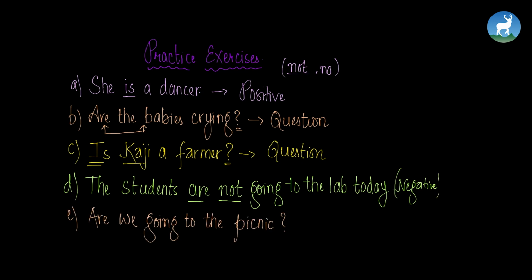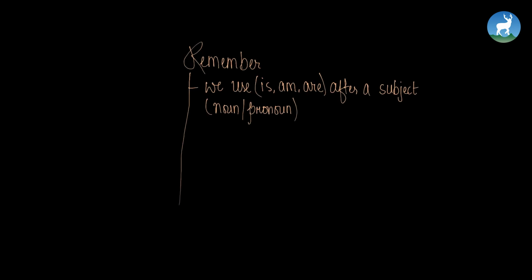One more. Are we going to the picnic? What is the subject here? We have a subject pronoun. And here we have the state of being are. The places have been inverted from the positive sentence. And there is a question mark. Since there is a question mark and the subject pronoun and the state of being are inverted, it's a question sentence.